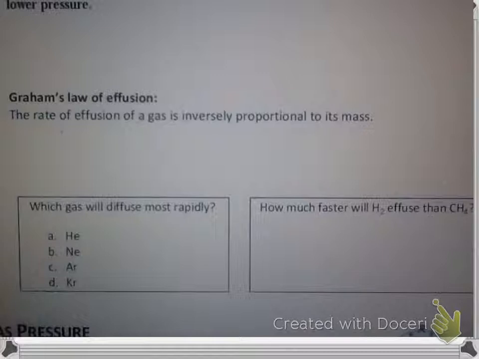So here's another question. It says, which gas will effuse, it should say effuse, most rapidly? The gas that weighs less will move the fastest. So here we've got helium, neon, argon, and krypton. Hey, that looks a lot like my noble gas column there. Helium is the lightest of the gases, so it will effuse the most rapidly. By the way, krypton is the heaviest of the gases here, so it will be the one that effuses the slowest.